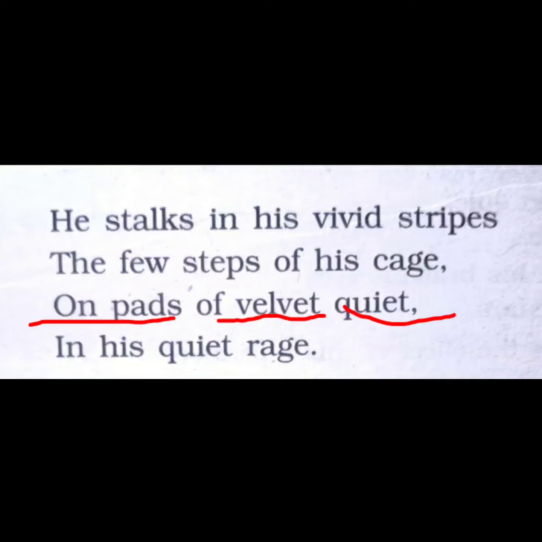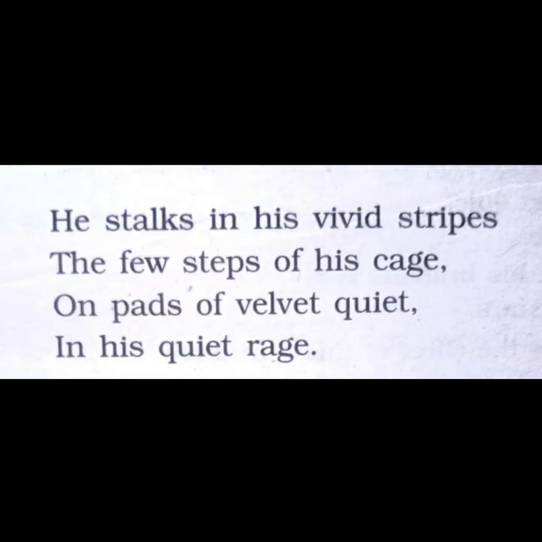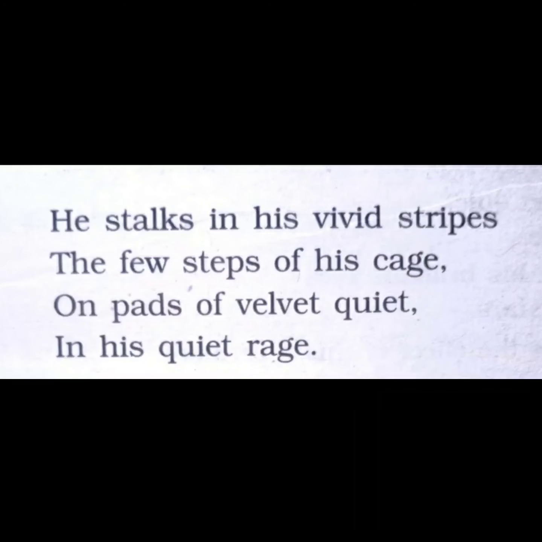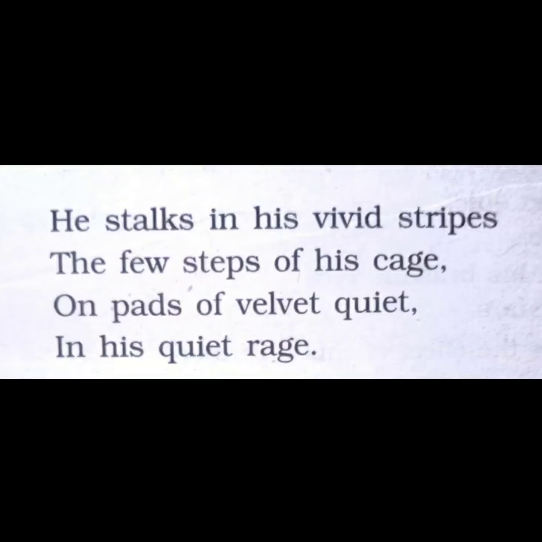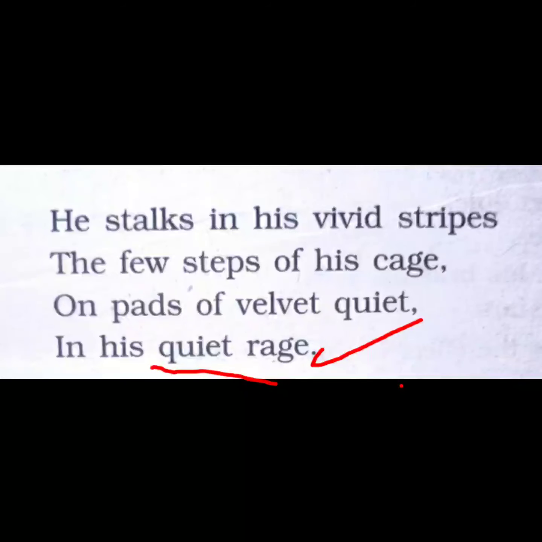The few steps of his cage: the tiger inside the cage can take only a few steps. It can't take many steps, just like the tiger in the natural area, just like in the forest. And on pads of velvet quiet: the pads mean the paws with the nails, which become velvet, soft. Velvet means soft things here, and also quiet. Because this tiger can't take many steps on that hard ground, taking only a few steps, that's why those paws, the legs, become so soft. In his quiet rage, this tiger becomes so quiet in rage.